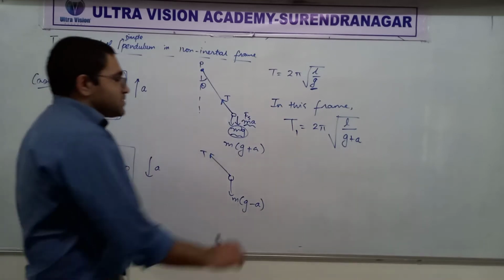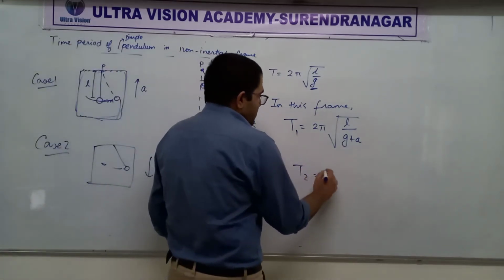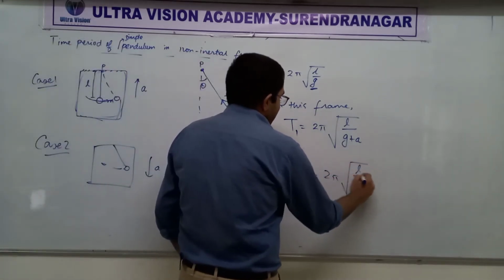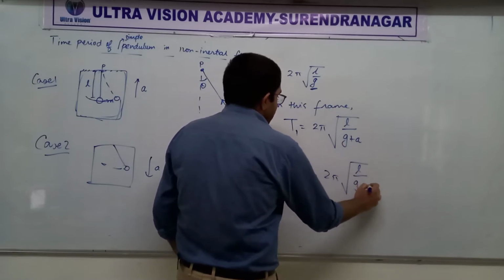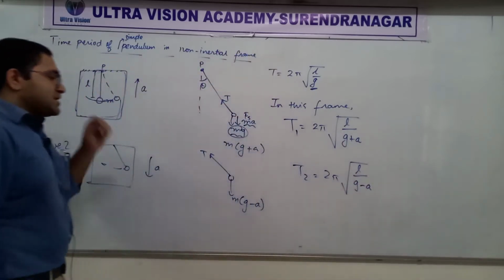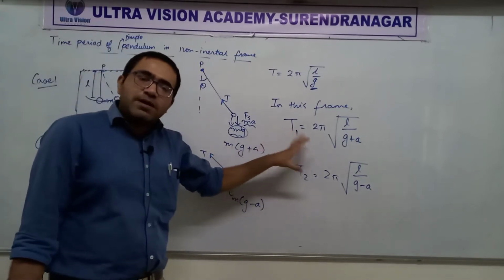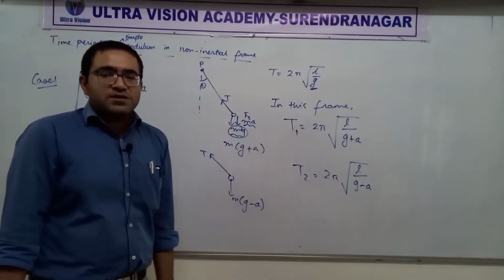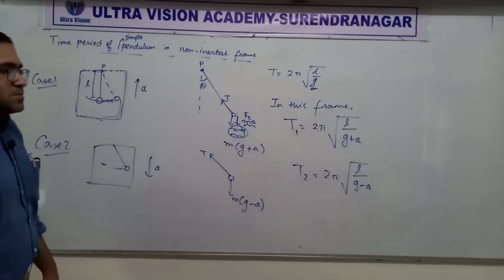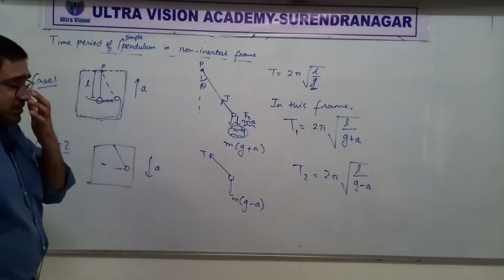Okay. So here we should get T2 equal to 2 pi under root L upon G minus A. Now see, there is no need, listen to this carefully. There is no need to remember both formulas separately. Right? There is no need to remember both the formulas separately.